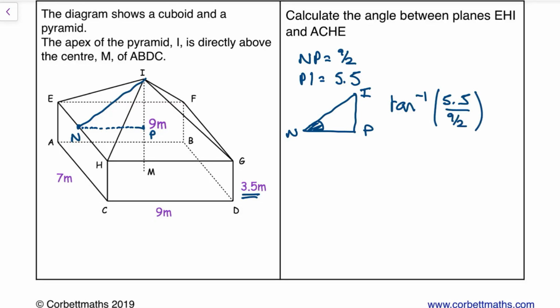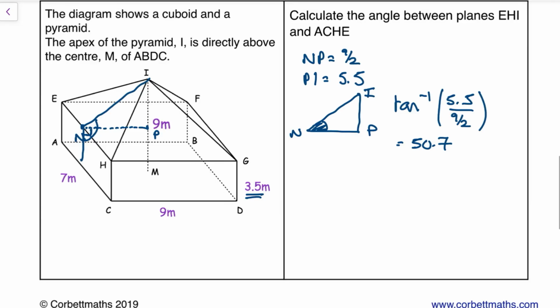Put that in my calculator. So that's going to be inverse tan of 5.5 over 4.5, which is equal to 50.7 degrees. Now, what is it I'm trying to work out? I'm trying to work out the angle here, which comes down and touches this here. But I do know that this is a right angle, don't I? So it's just going to be 50.7 plus the right angle to get me from the top to the side, which is plus 90, which is going to give me 140.7 degrees.